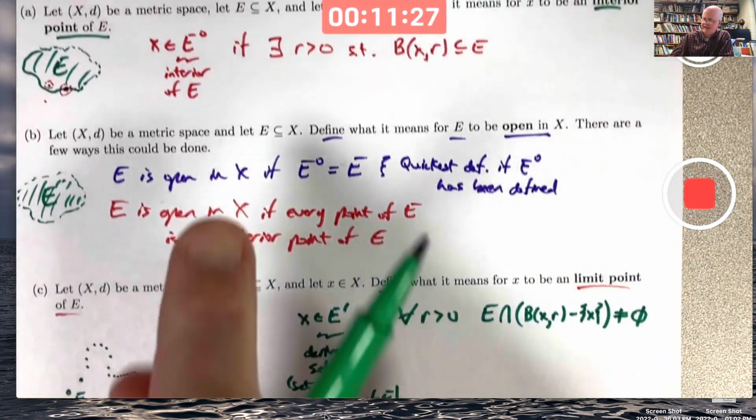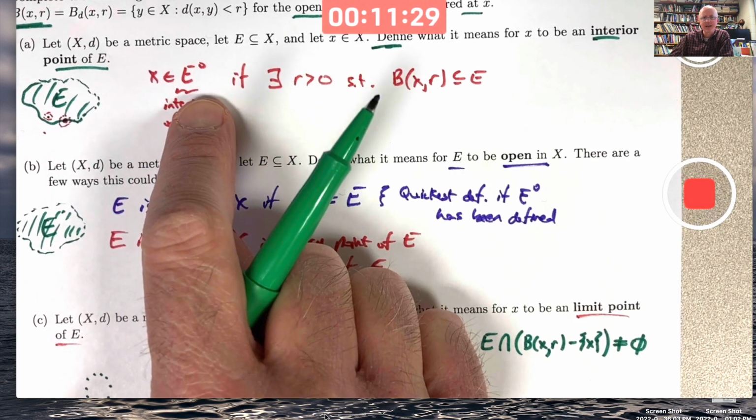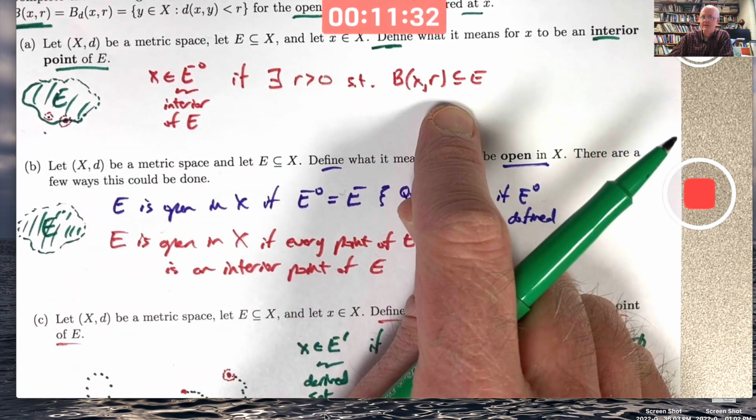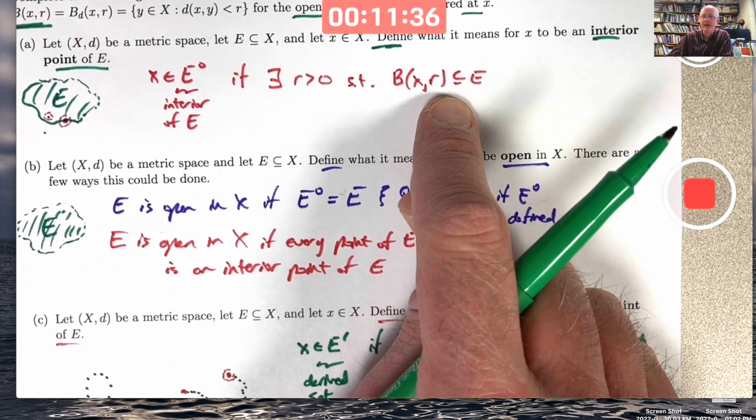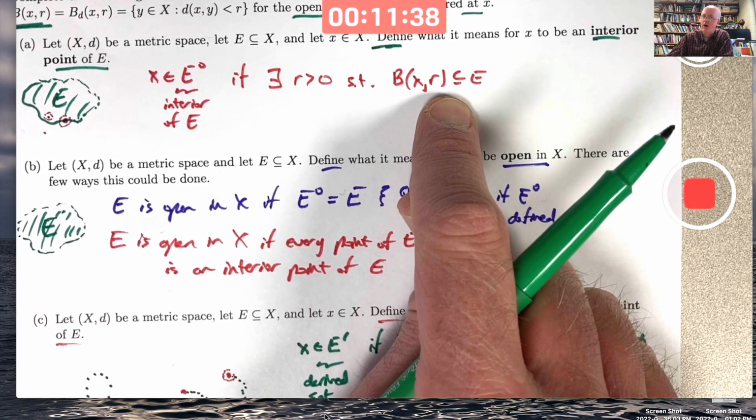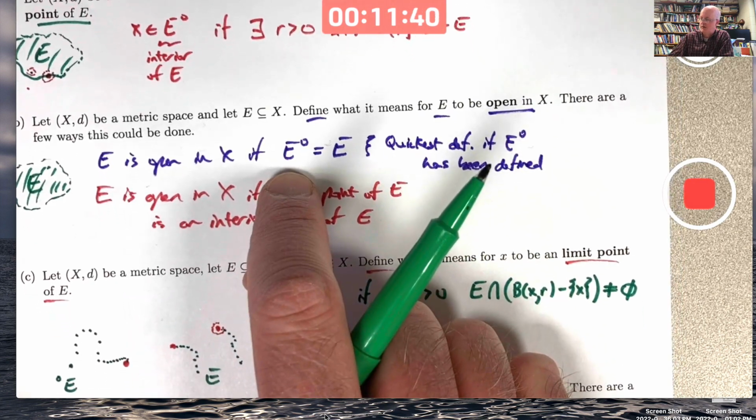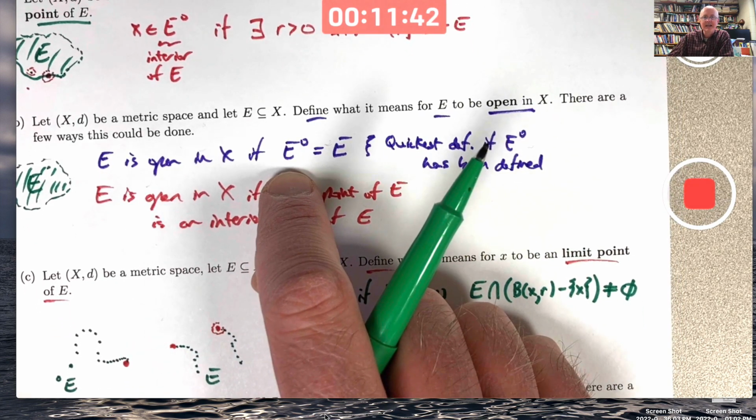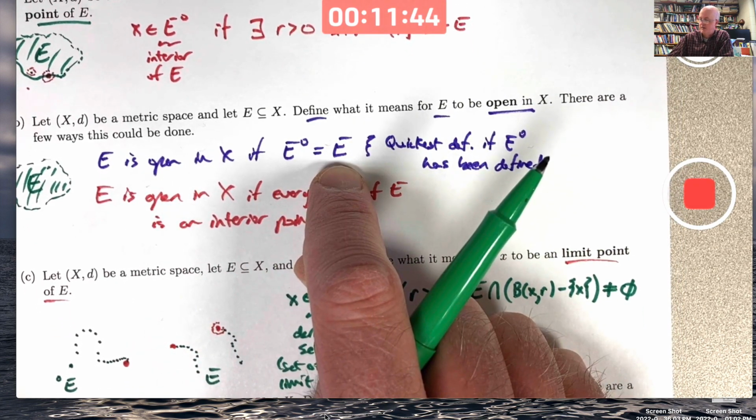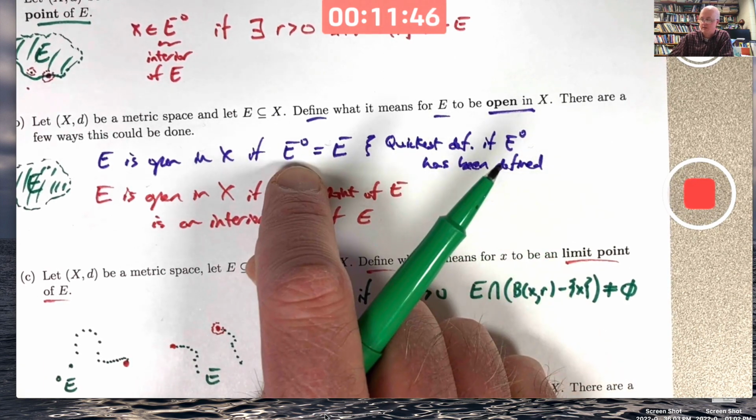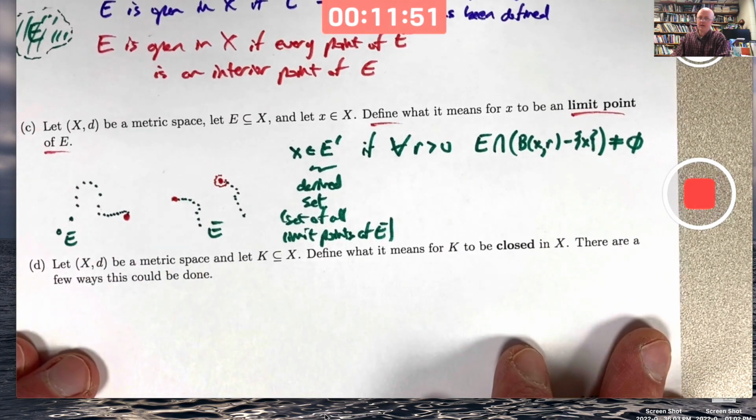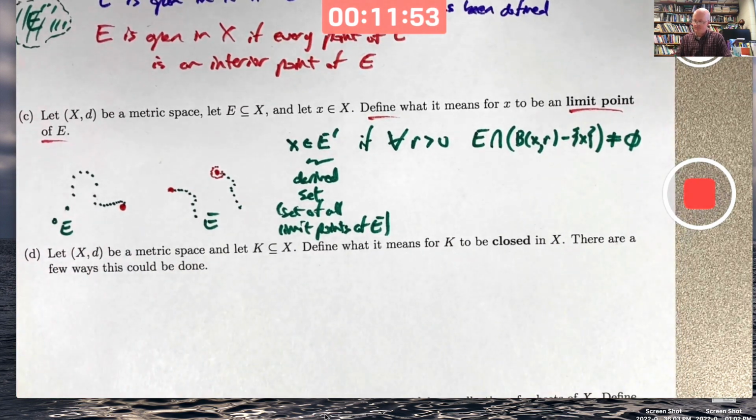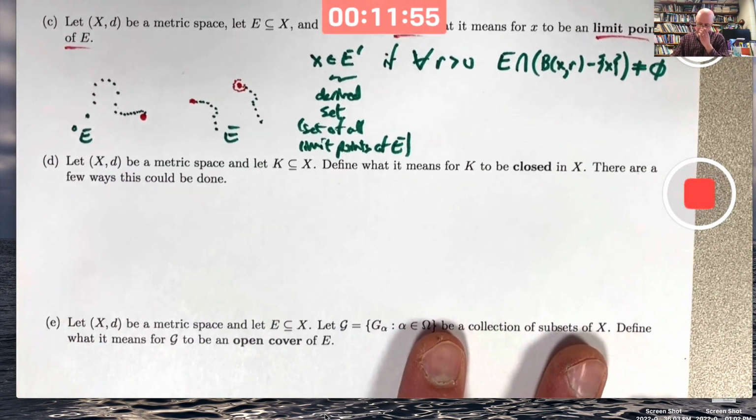By the way, interior points of a given set are part of the set. By definition, the fact that the open ball does contain X will mean all interior points of a set are in the set. E circle, the interior of E, is always a subset of E itself. When E is open, it also goes the other direction. Any element of E is an interior point of E. This is what a limit point is. That's going to be related to the next definition.